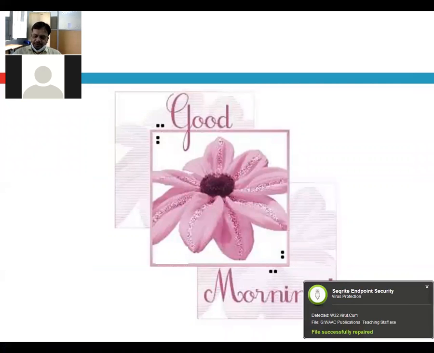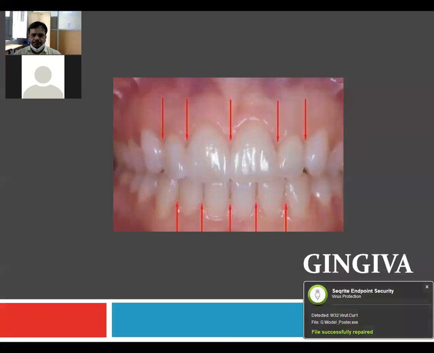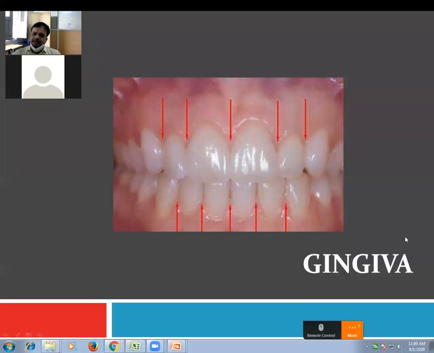Today's topic for discussion is Gingiva. You are familiar with the word Gingiva. It has been covered in your first year.